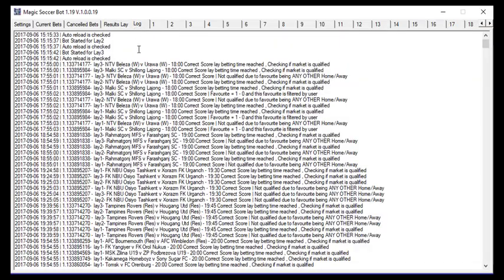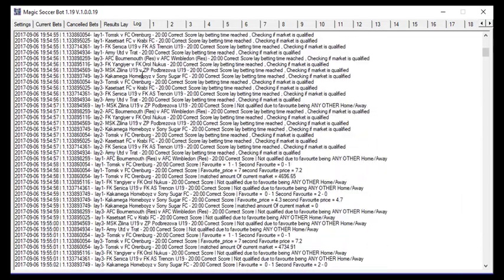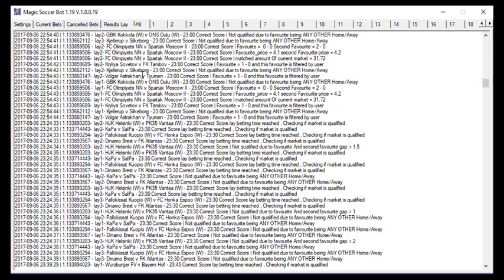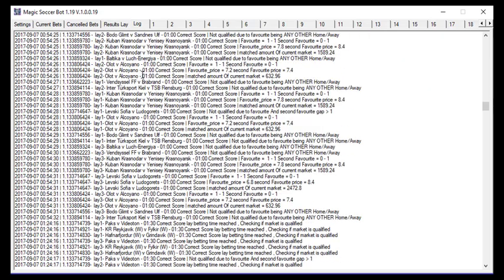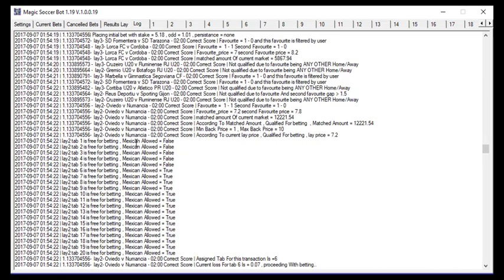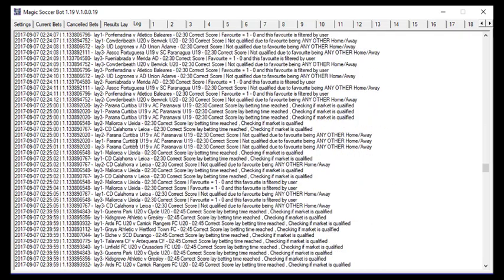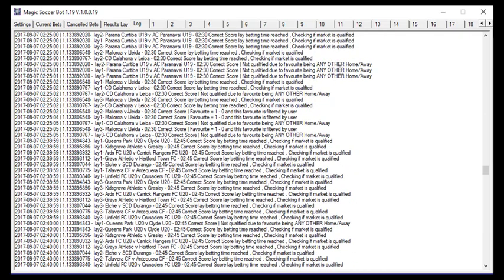If we go to the log, it tells us exactly what the bot is doing at any given time. So if you had a game and it didn't get bet, you could go in here and say, for example, how come such and such game wasn't bet? Then you can come here and have a look.